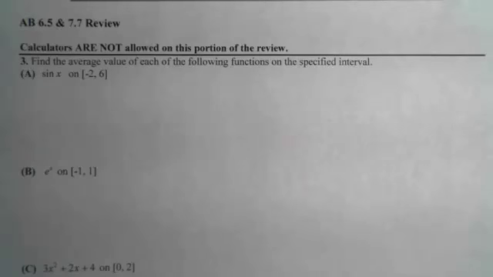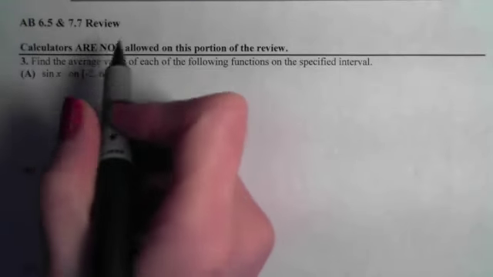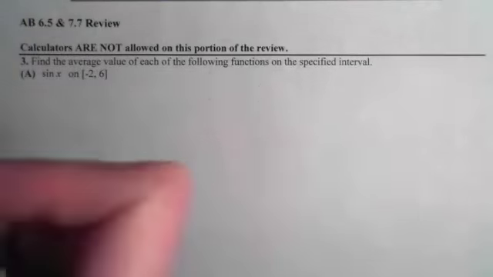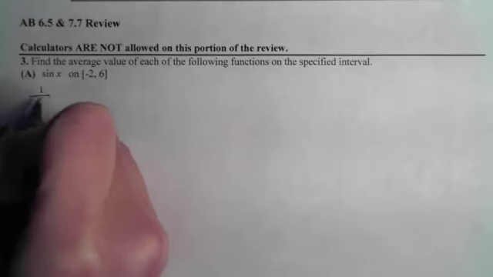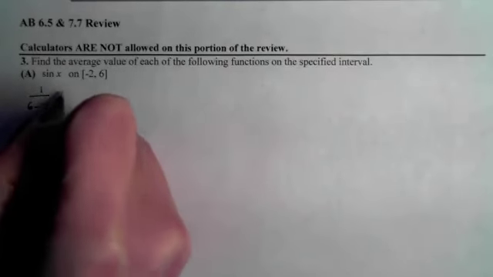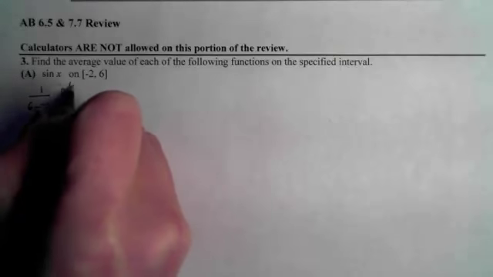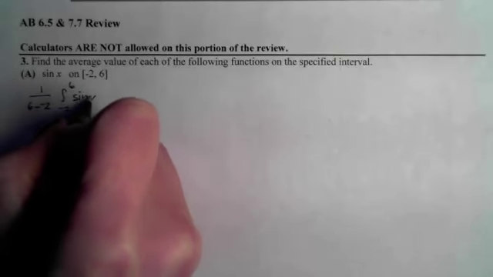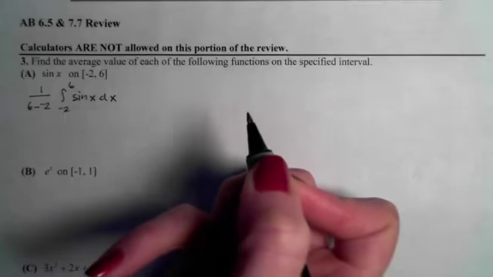Okay, this is the 6.5 and 7.7 review. Number 3, calculators are not allowed. So each of these three asks for the average value of the function. So we need to be able to set up the 1 over b minus a times the integral from a to b of the function that we want the average of. So we'll do that with each of them.